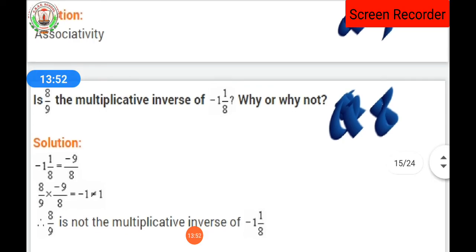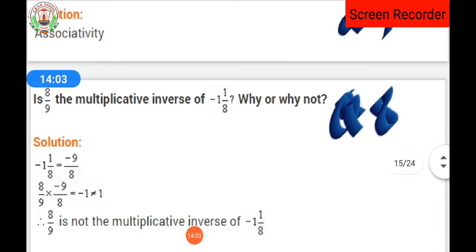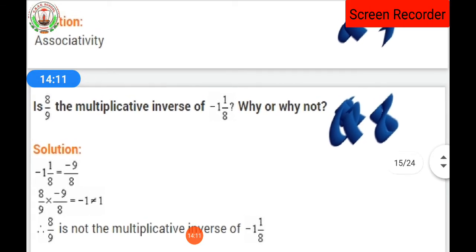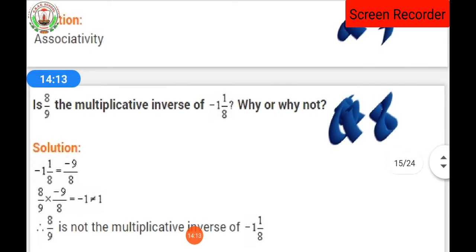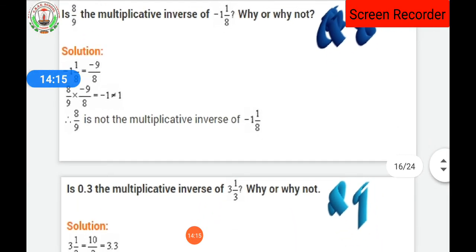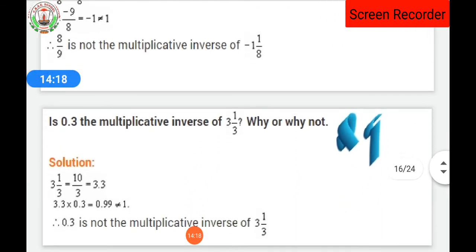Minus 1 by 8 is a mixed fraction. You have to convert it into an improper fraction. While converting it into an improper fraction, you will get the number as minus 9 upon 8. That minus 9 upon 8 will be multiplied with 8 upon 9. We will get the answer as minus 1. Okay, and minus 1 is not equal to plus 1. Hence we can say that it is not a multiplicative inverse. Clear up to here? Now moving toward the next question, question number 9.